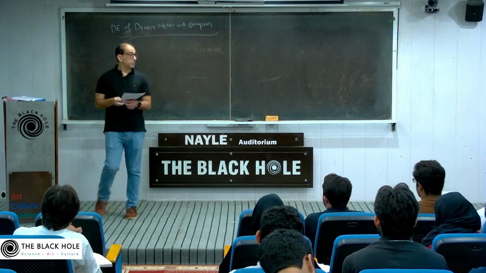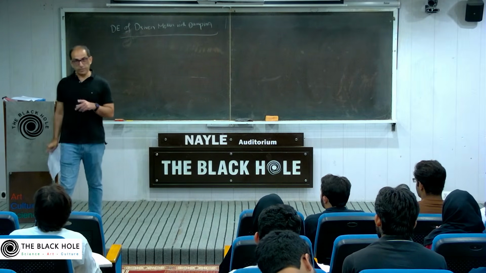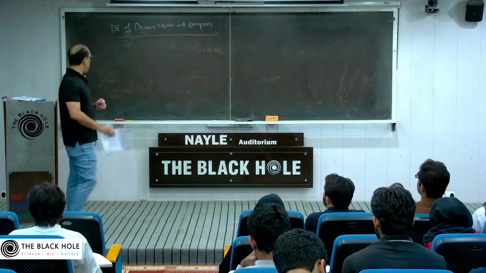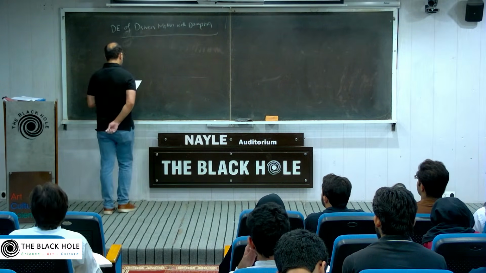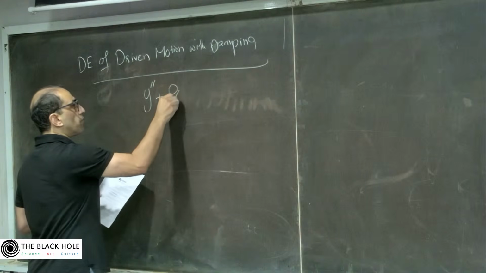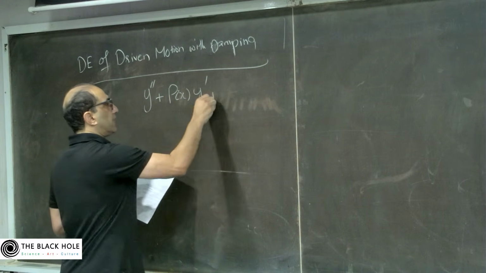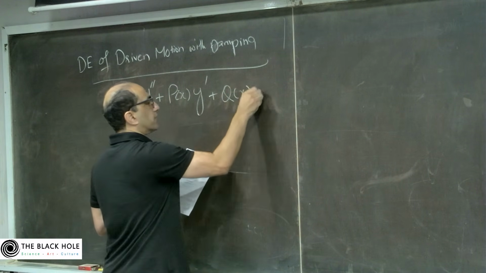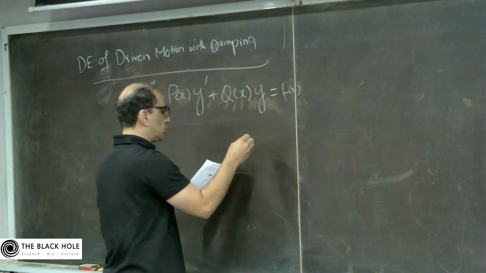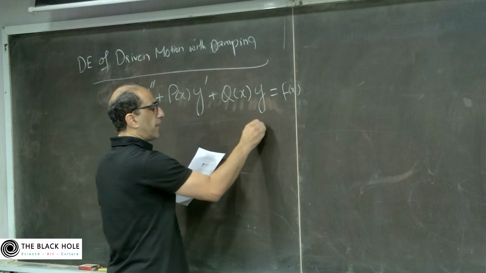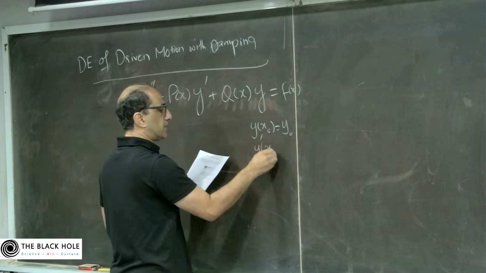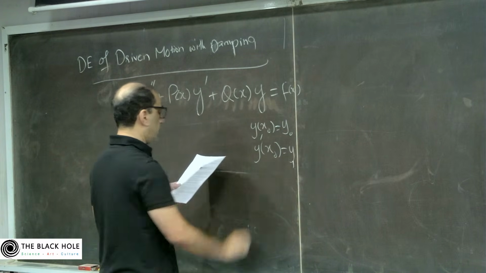So first things first, I'll begin with the initial value problem, and then we will discuss Green's function for boundary value problems as well. All right, so we need to write something down: y'' + p(x) y' + q(x) y = f(x), subject to the initial values y(x0) = y0 and y'(x0) = y1.